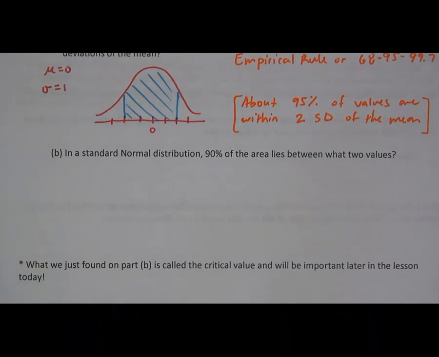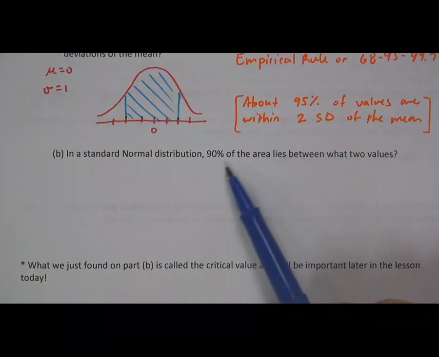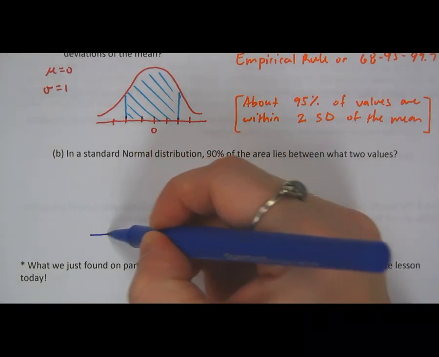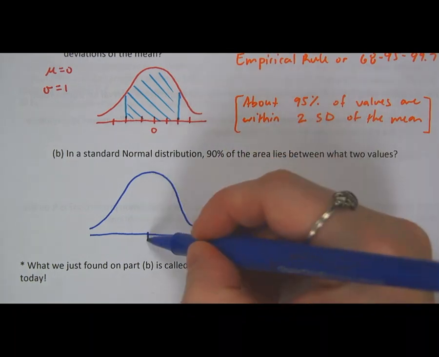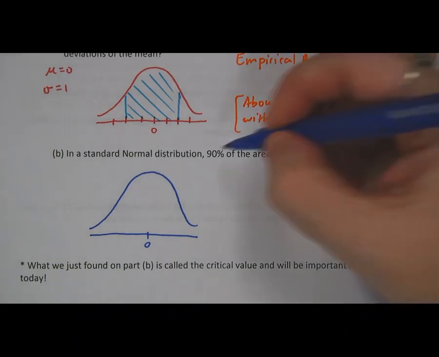So let's talk about part B. This is going to become a really important skill for you to have. When you're given different confidence levels, the different percentages in your word problem, you're going to have to calculate essentially what we did up here, but we can't use the empirical rule. It's called the 68, 95, 99.7 rule. There's no 90% in there. So this is asking the same style of question in a standard normal curve. 90% of the area lies between what 2 values?